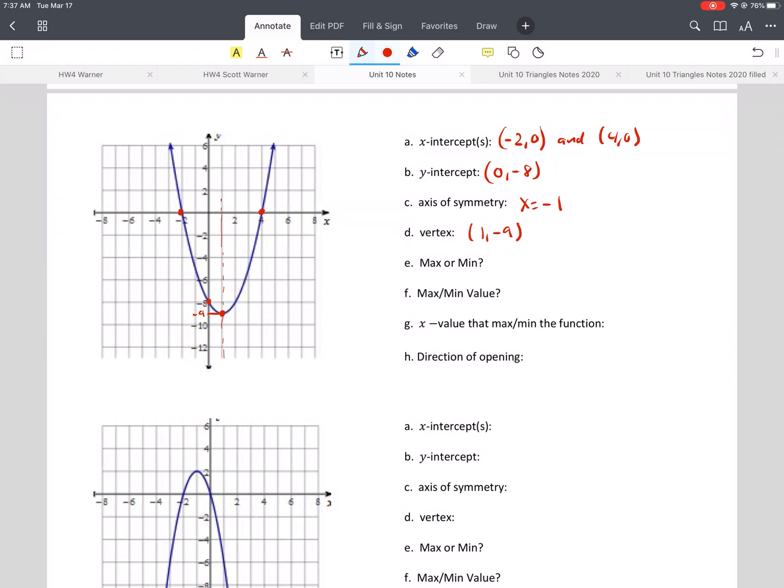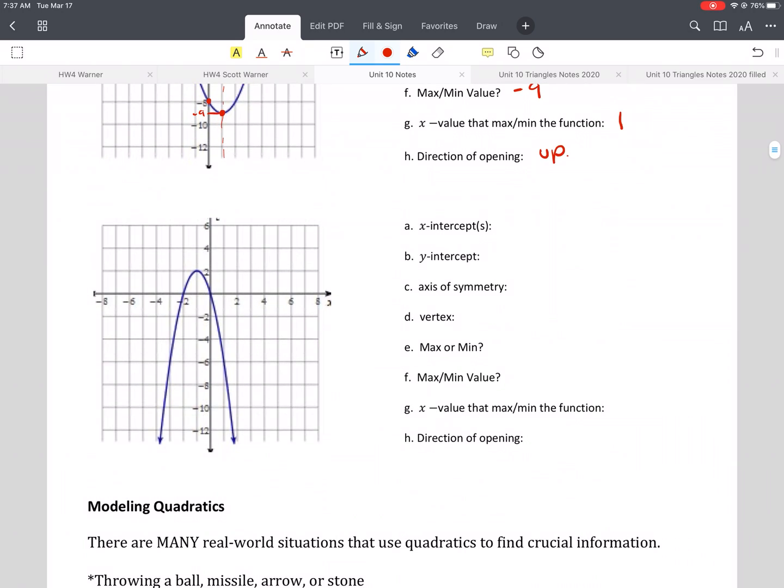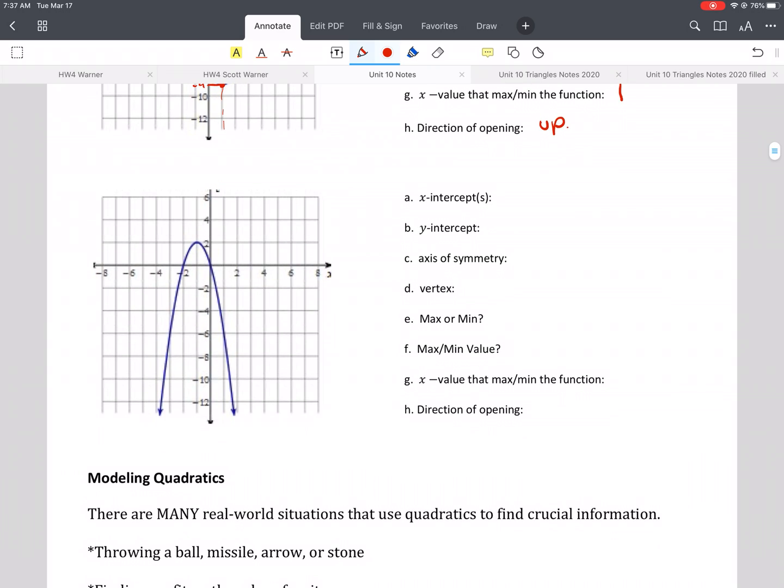Is the vertex a maximum or a minimum? It is a minimum. And what's its value? It'd be -9. X value that maximizes or minimizes the function. Again, that's just the x value for our vertex, which would be 1. And the direction of opening would be up. Okay, so give this a try. Pause if you would, and give this a try before you go any further. All right, so hopefully you got this. X-intercepts, we have 2. One is at 0, 0, and the other is -2, 0. Our y-intercept is also 0, 0.